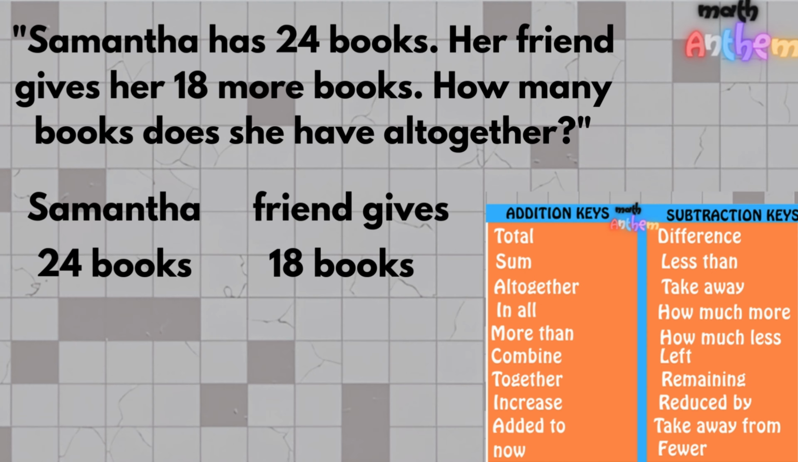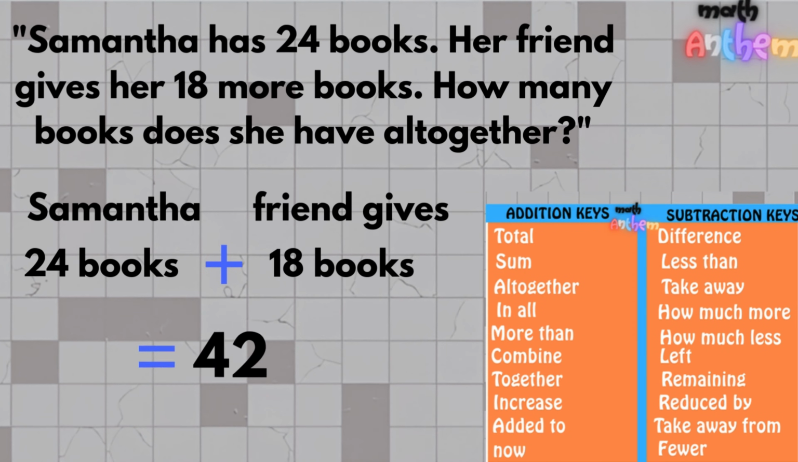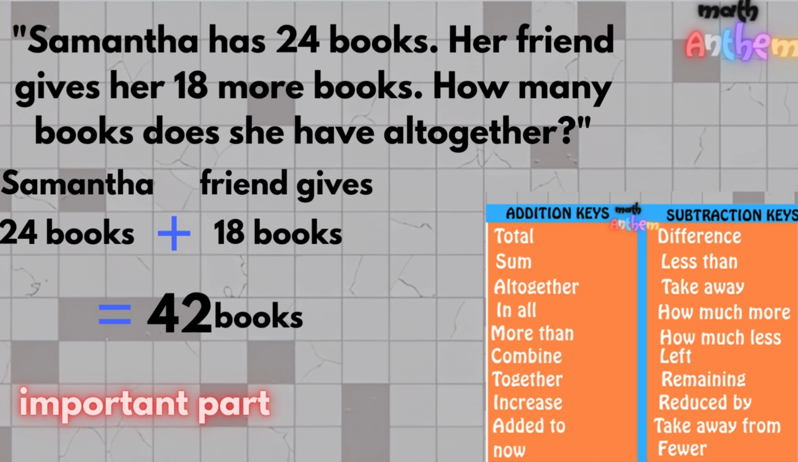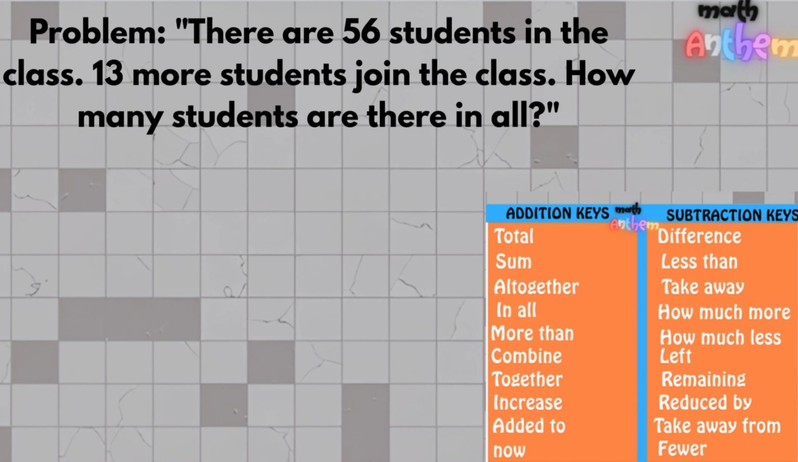So, let's do the math. 24 books plus 18 books equal 42 books. By adding the two amounts, we get a total of 42 books. The important part of this example is recognizing that the word altogether tells us we're finding a total or sum of two amounts. Here's another one.